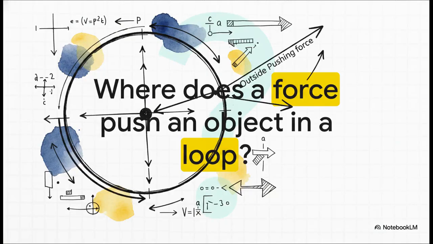Which leaves us with a pretty fascinating, complex question to ponder. What happens when you introduce an outside pushing force to a perfectly uniform circular system? When you merge linear vector addition with centripetal acceleration, where exactly does the math say the object goes next? Think about how those different components would interact, and whatever you do, keep practicing your vector mapping.